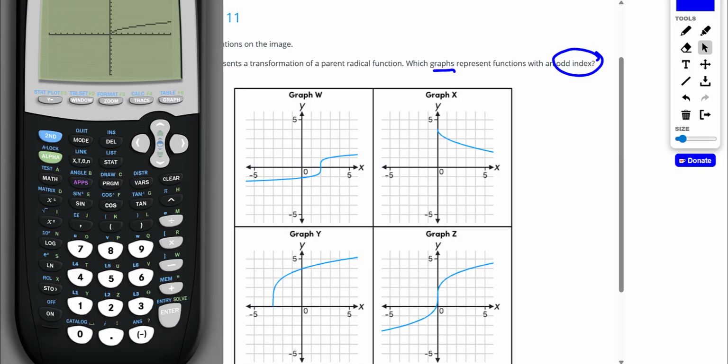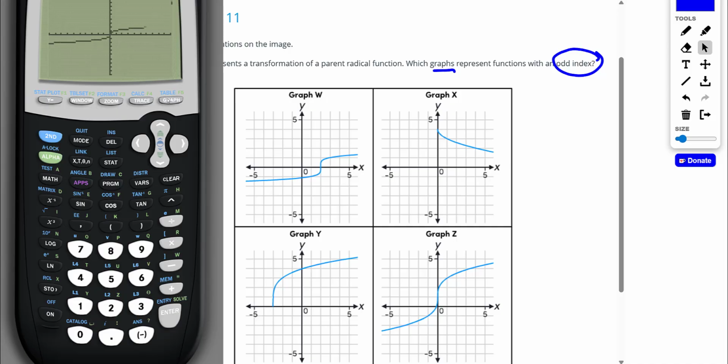Look at the 4 choices. There's a couple of those that take that same general shape. They may be taller, they may have different orientations, but graph X and graph Y fit the bill of an even index graph. And then let's clear this one out, and then we're going to type in the cube root of X. Graph it.